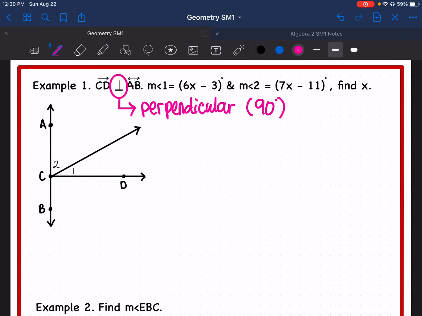So ray CD is perpendicular to line AB. That means that there's a 90-degree angle right here. There we go. So I can put the 90 degrees right there. The measure of angle 1 is 6x minus 3 degrees. I can go ahead and drop the parentheses. They're just telling me that when I substitute back in, or if I'm asked to substitute back in, I have to put the x in and multiply by 6 and then subtract 3.